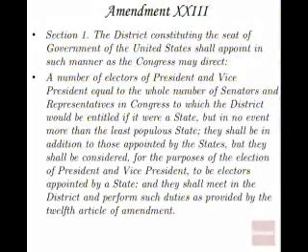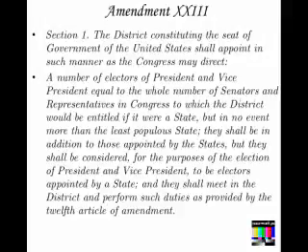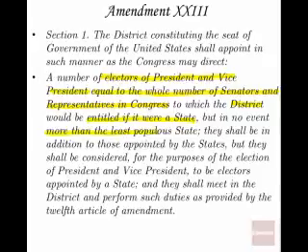So Amendment 23, let's go over this one, has to do with Washington, D.C. The district constituting the seat of government of the United States shall appoint in such a manner as Congress may direct a number of electors of president and vice president equal to the whole number of senators and representatives in Congress to which the district would be entitled if it were a state, but in no event more than the least populous state.